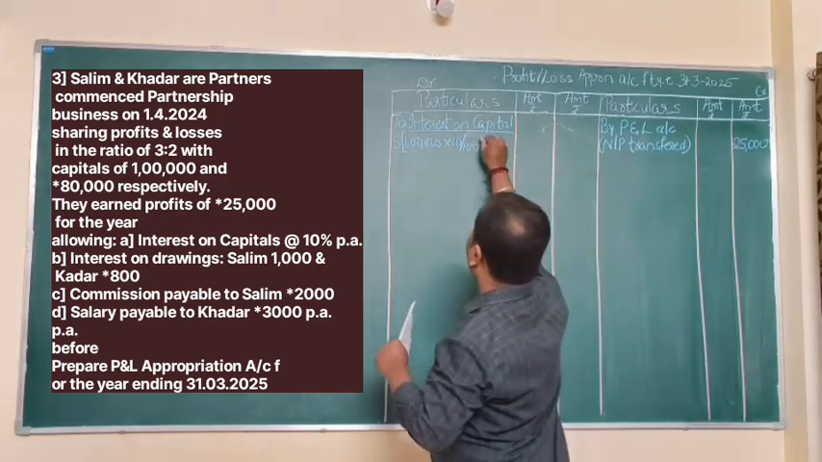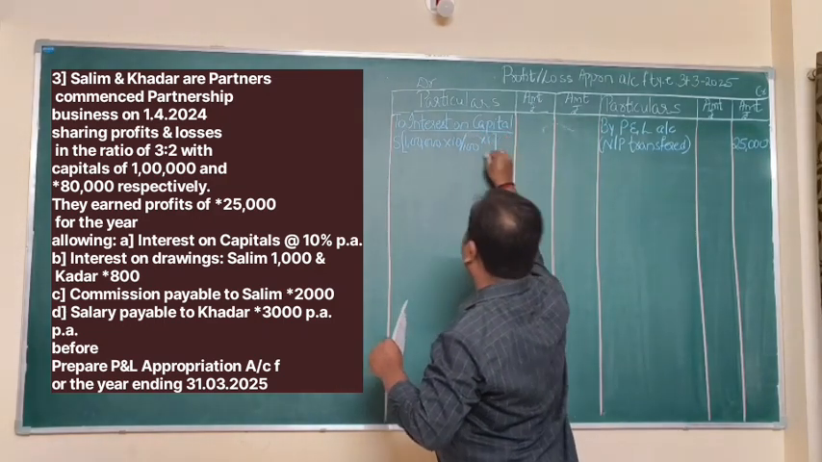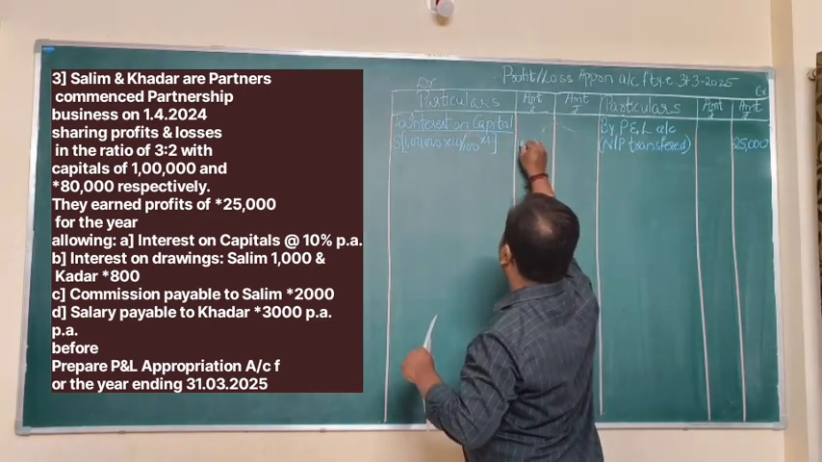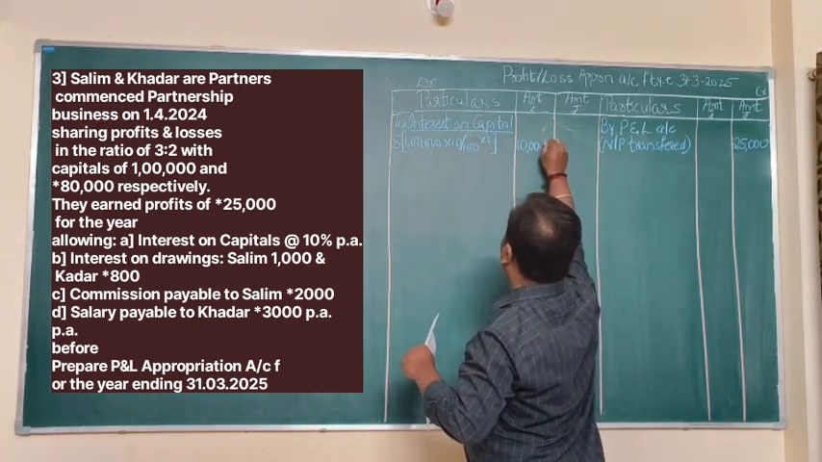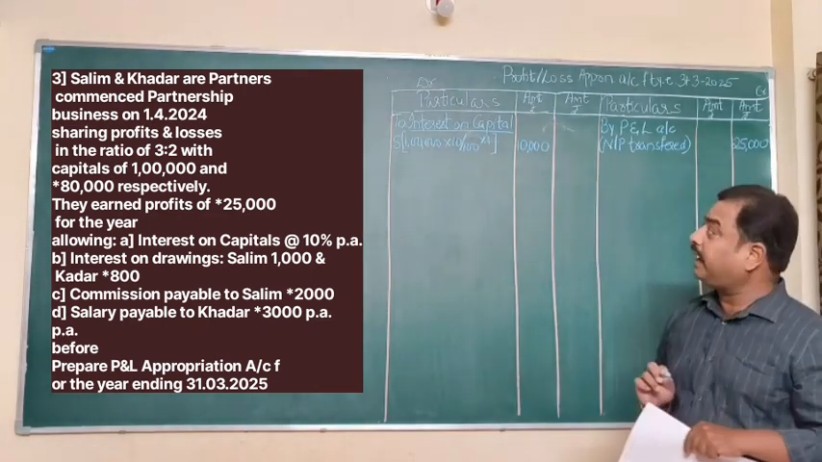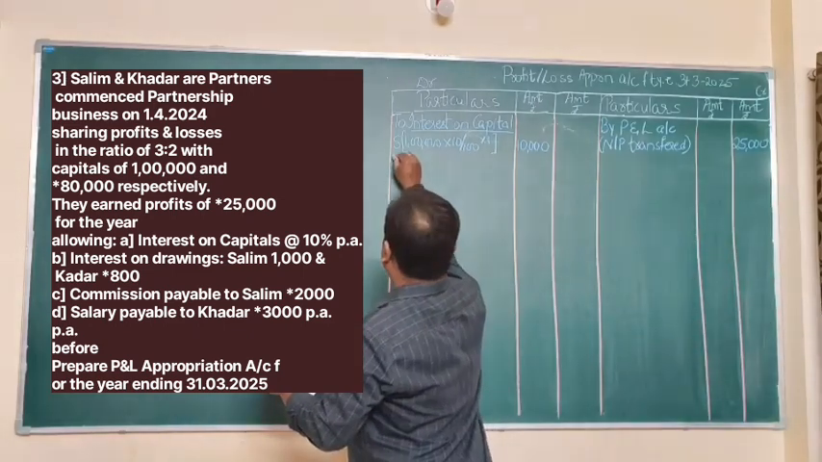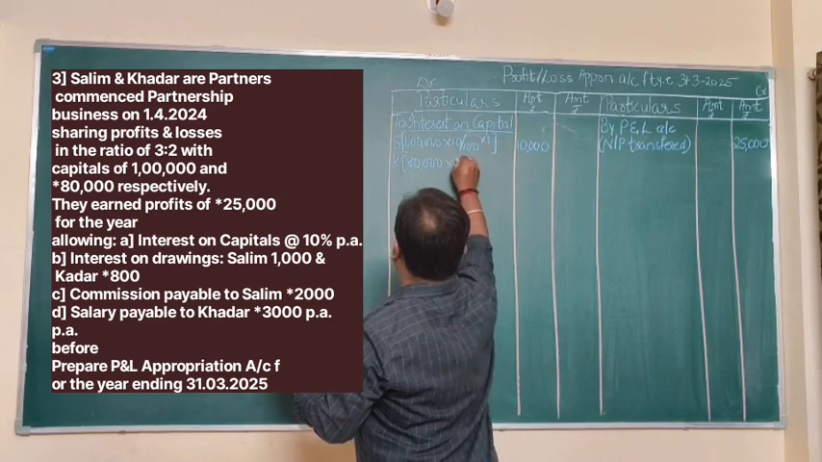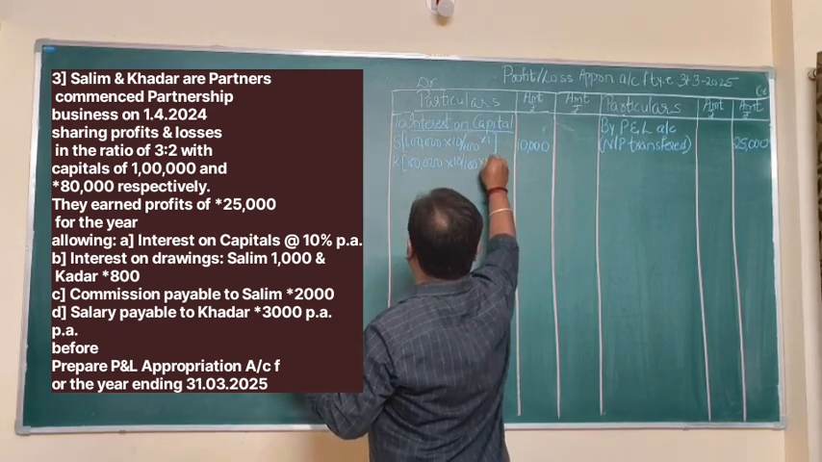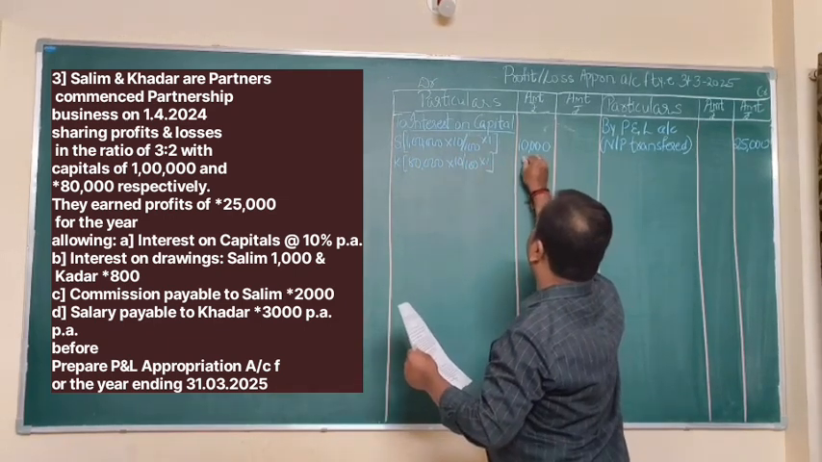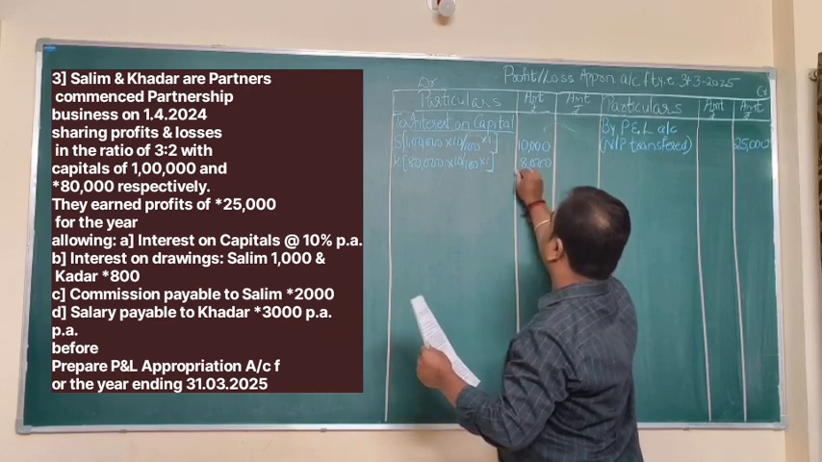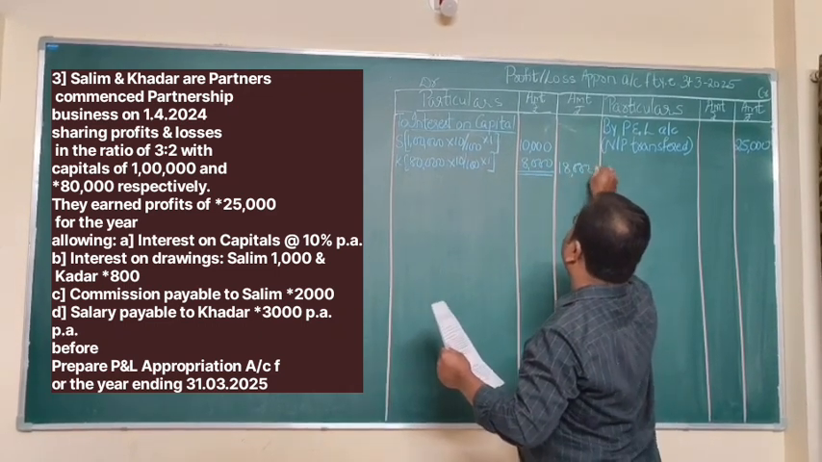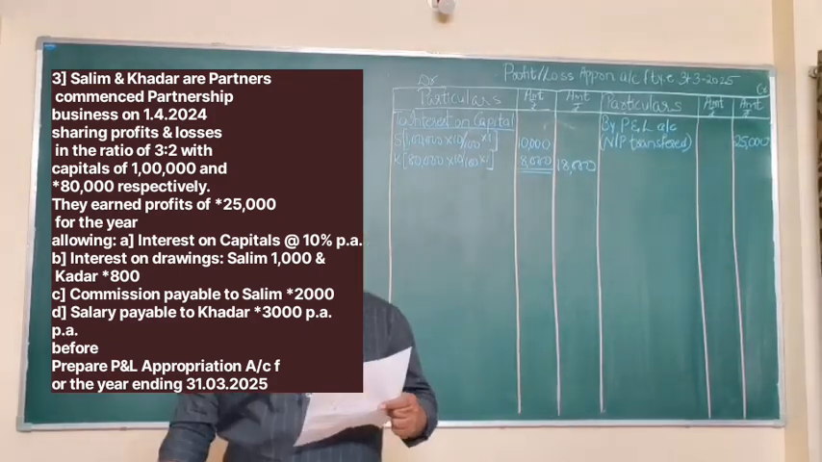So 10/100 into 1, write it. 1 means 1 year, for 1 year. So 1 lakh at 10% comes to how much? 10,000 rupees. Write this in the inner column. Similarly, Kader's capital is how much here? 80,000 into 10/100 into 1. 80,000 at 10% is 8,000. Add both, double line. In the outer column you can show it as 18,000 rupees, one common figure.